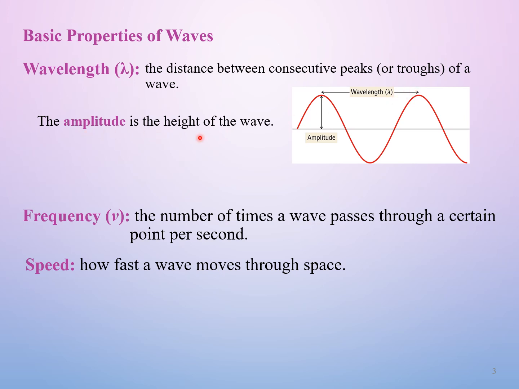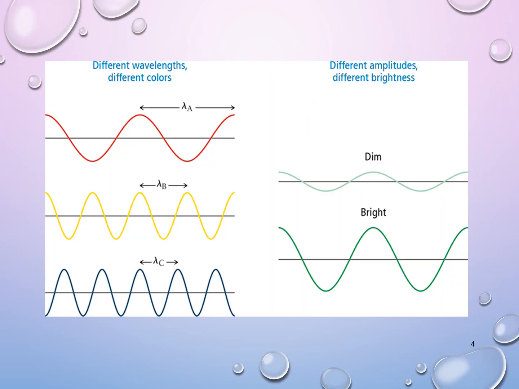The amplitude is how tall the waves go. And frequency is the number of times a wave passes through a certain point per second. So if it goes through 5 times in a second, then the frequency is 5. Speed is how fast a wave moves through space.